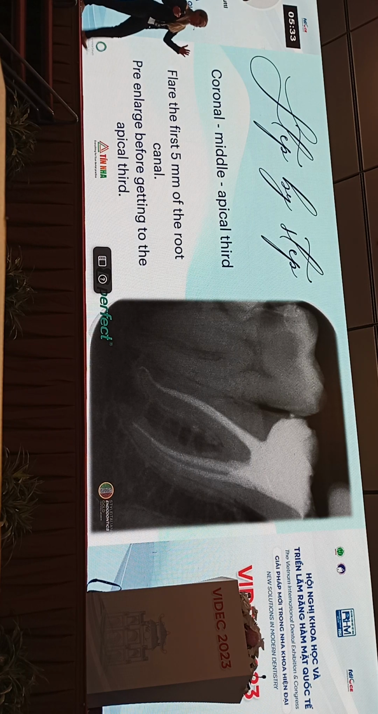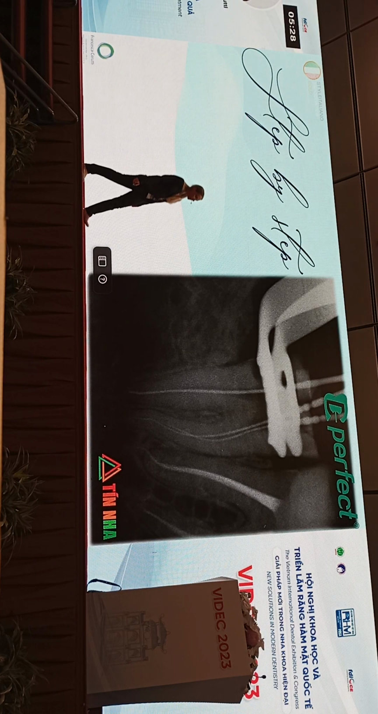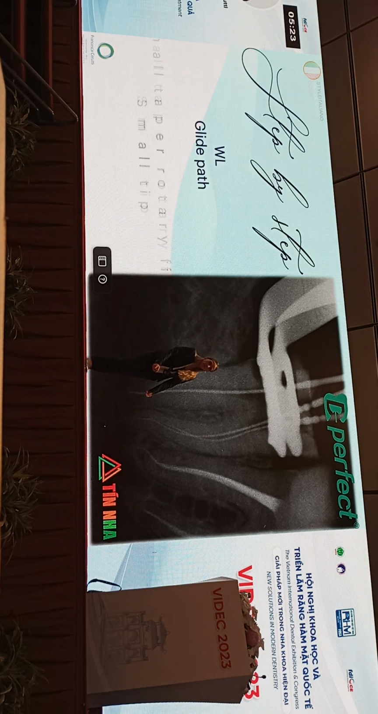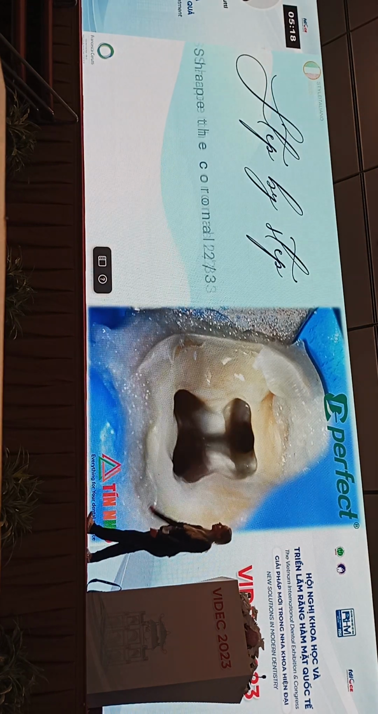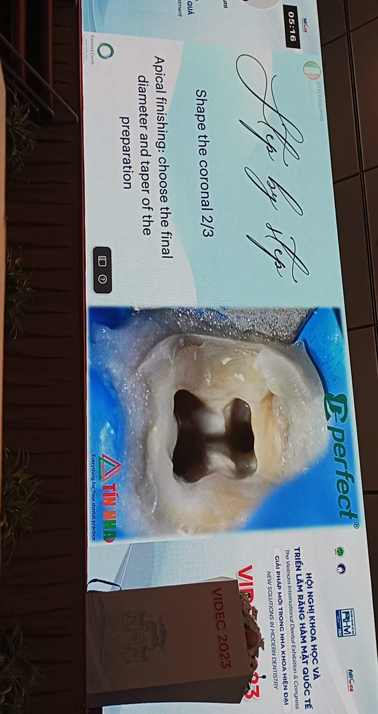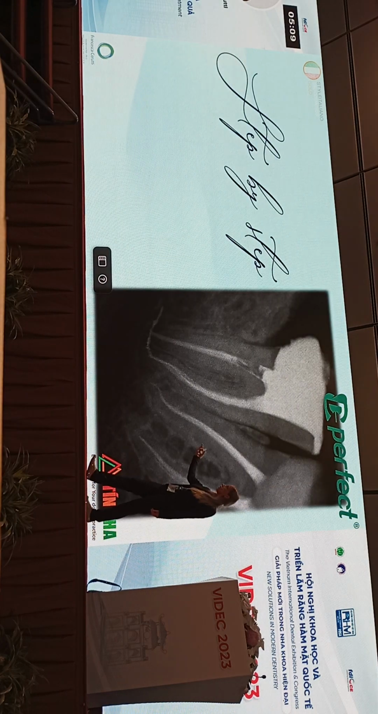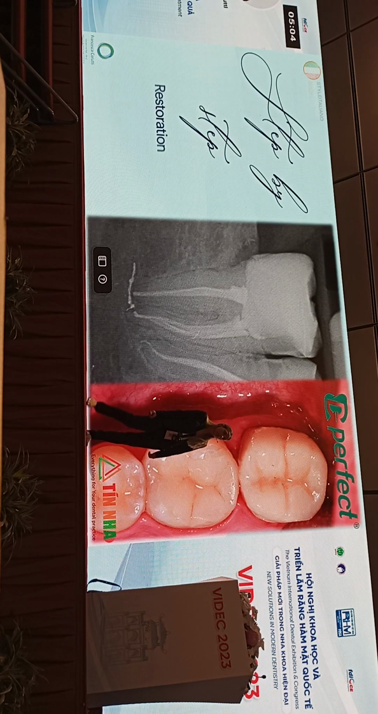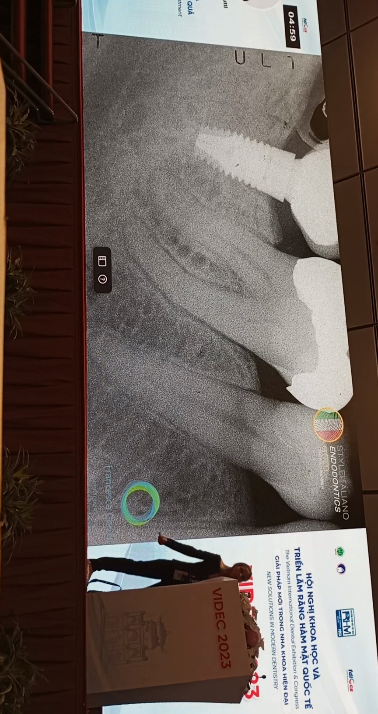I pre-enlarge the canal. Then I can go to the working length with my manual files and do the glide path. But I know the anatomy of this file. And then I go on, I shape the coronal two thirds, and then I go to the apex and I choose the final diameter and taper of the preparation according to the anatomy of the root canal. I do my final rinse, I fill, I restore, and then I follow up. And this is all of the shaping.